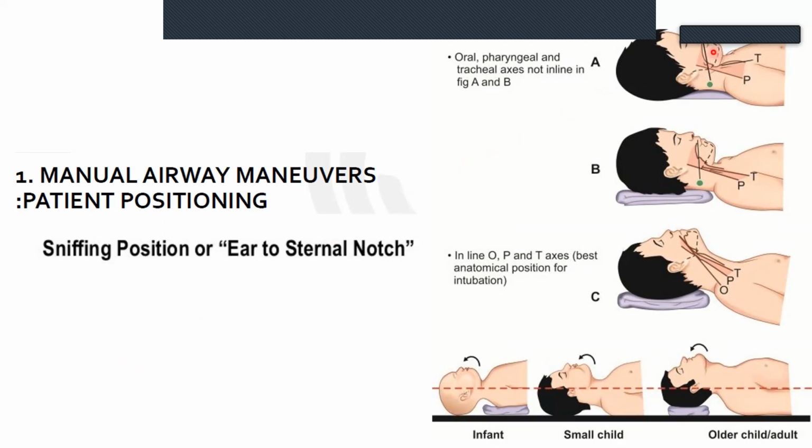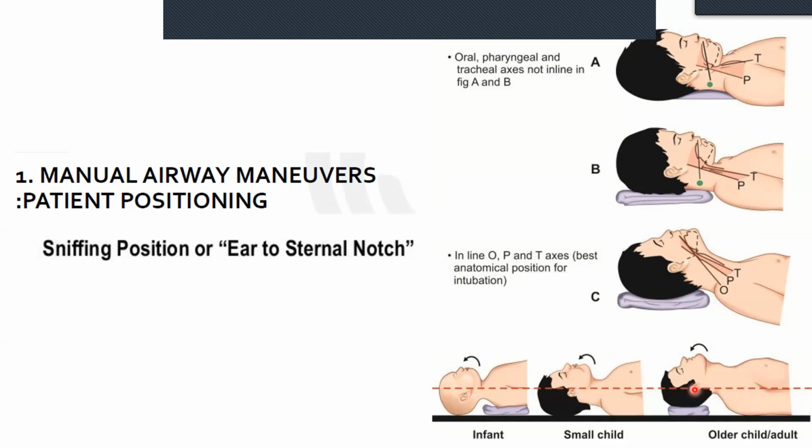But when we do the sniffing position, we align it to achieve the ear to sternal notch horizontal line. So in the case of an adult patient, usually there is some form of space, that's where we sleep with a pillow down here. So in order to achieve the sniffing position, we put a pillow down here so that the ear and the sternal notch are in one horizontal line.